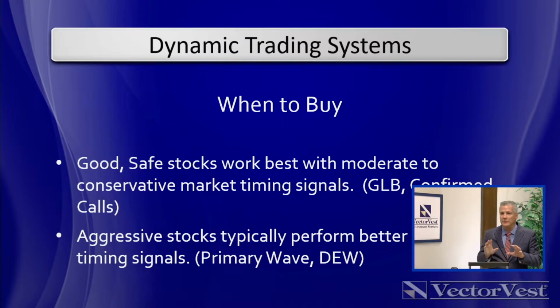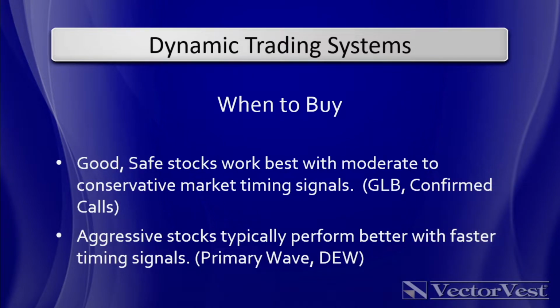We're going to dial a little bit more into when to buy. So on the when to buy, good safe stocks work best with moderate to conservative market timing signals. Those signals being green light buyer, confirm calls, and I would even throw DEW in there on the edges. I meant to do that in this slide actually, so you could pencil that in if you're keeping notes at home. But green light buyer, that would be either the green light buyer RT kicker or just the green light buyer. Confirm calls and DEW.